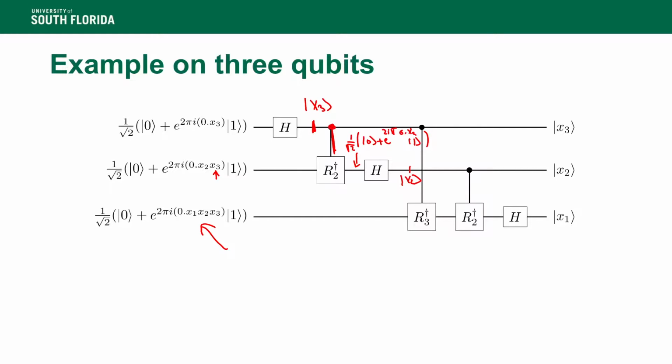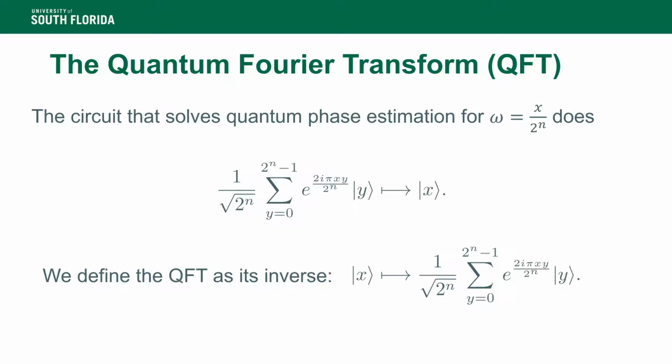Again, if x2 and or x3 equals 0, then this is a moot point, but if they're both equal to 1, then the controlled rotations are going to remove these, and then at this state, what we have is 0 plus exponential 2i pi 0.x1, and this, after a call of the Hadamard transform, gives us x1, okay? So here we have the case of 3 qubits, and it's easily generalizable for the case of n qubits.